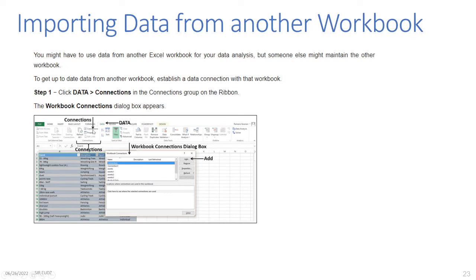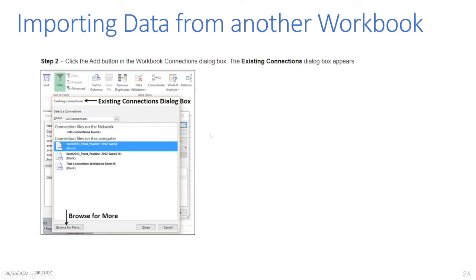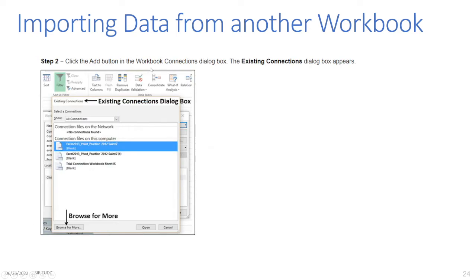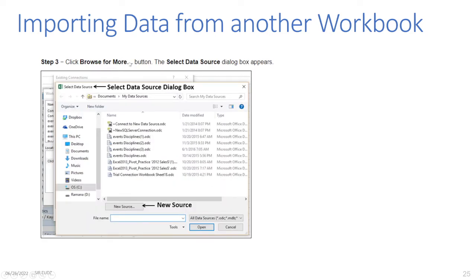So we have here Connections, and the Workbook Connections dialog box appears. Click the Add button. So this is the Add button. Click the Add button in the Workbook Connections dialog box, and then the Existing Connections dialog box appears. So these are the existing connections, and we can browse for more. So click the Browse for More button. The Select Data Source dialog box appears.